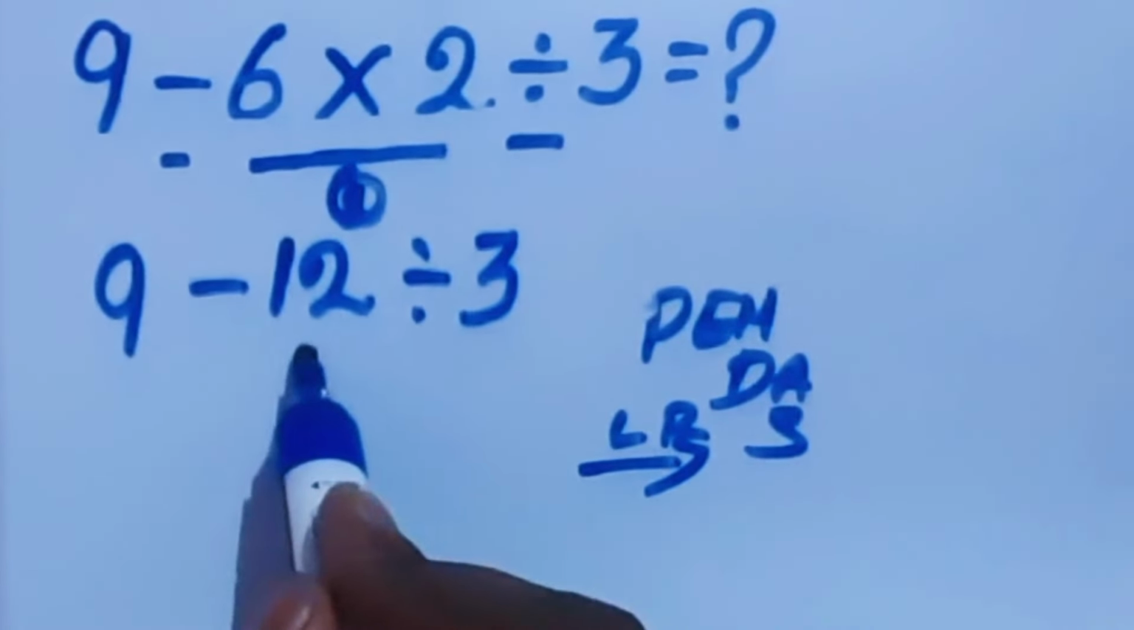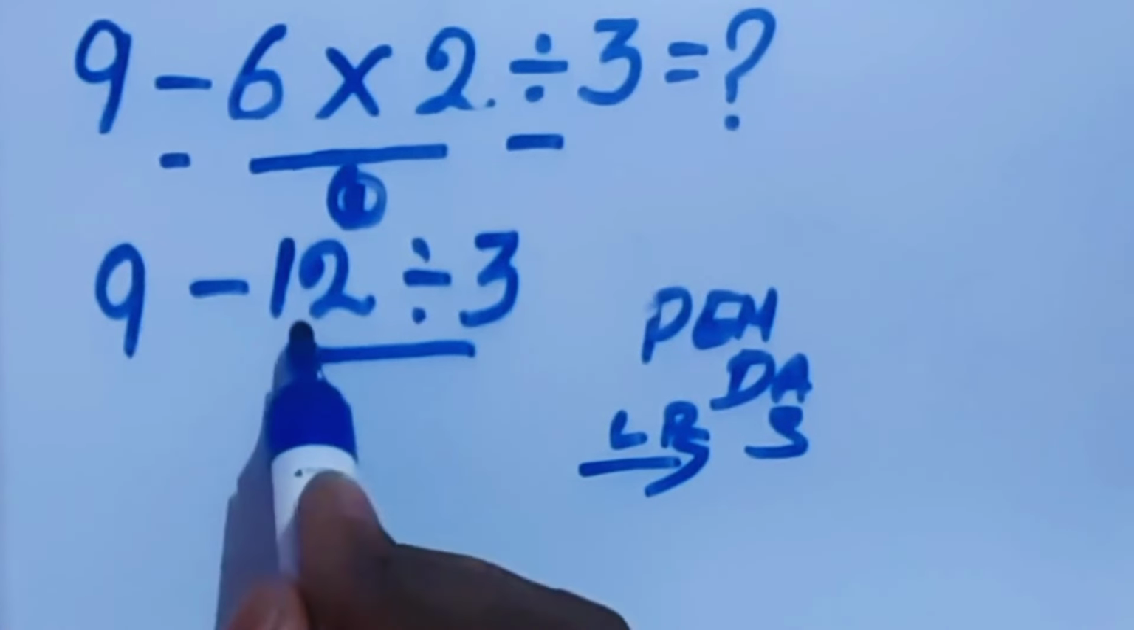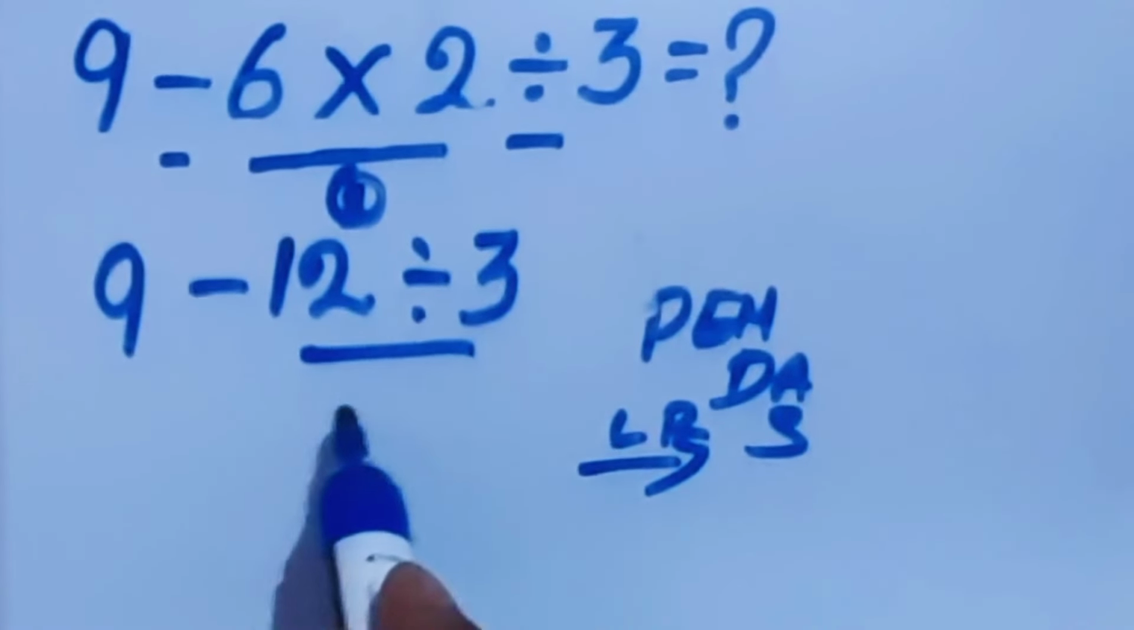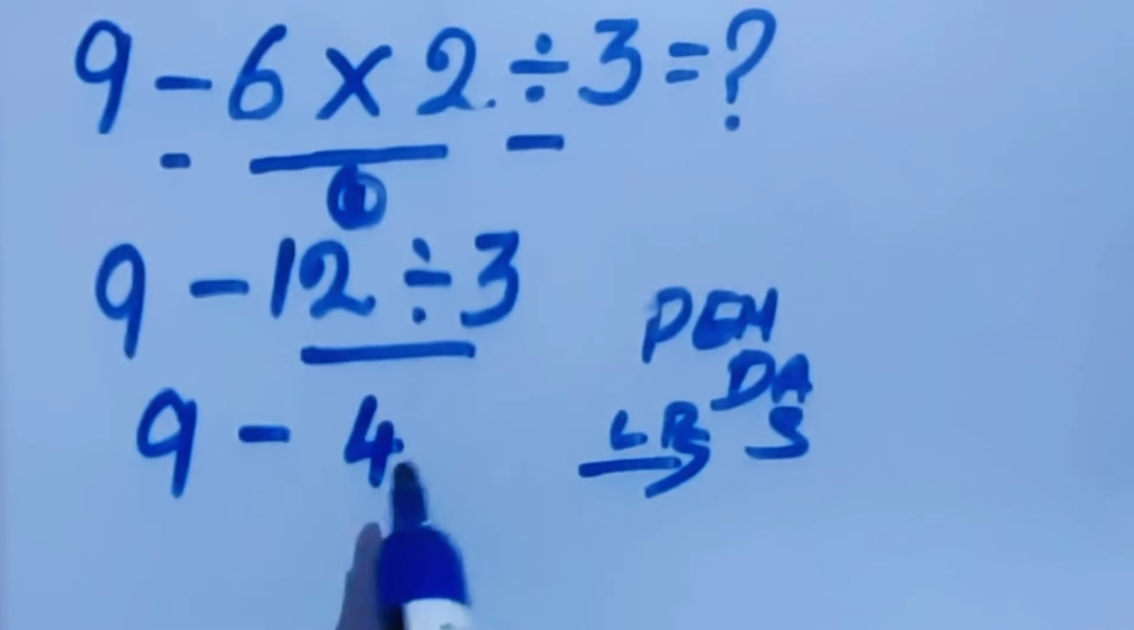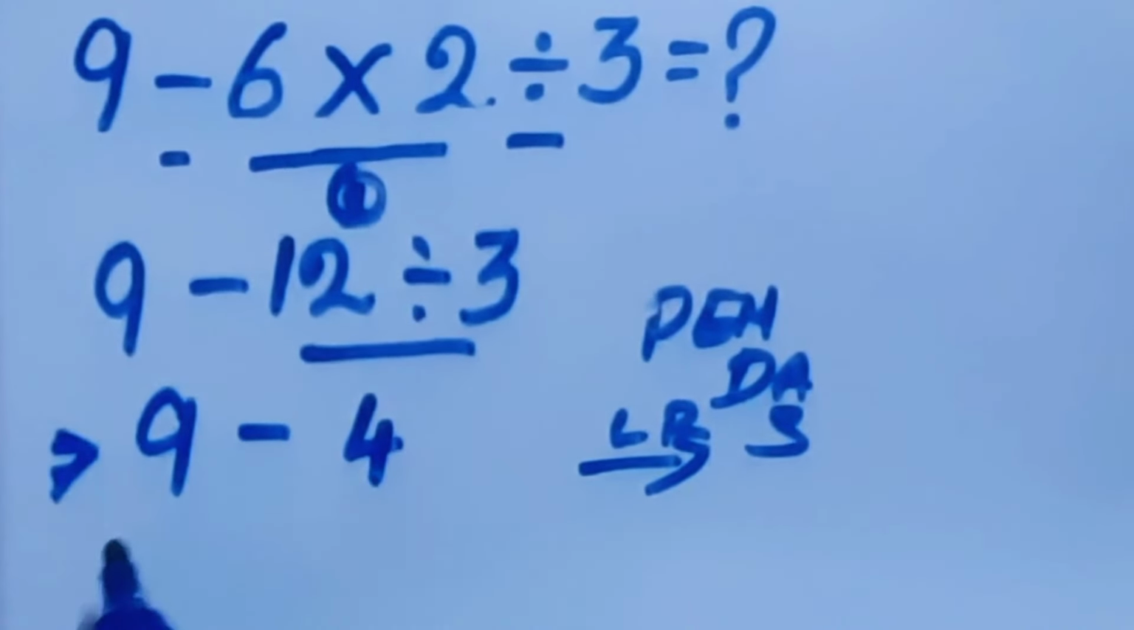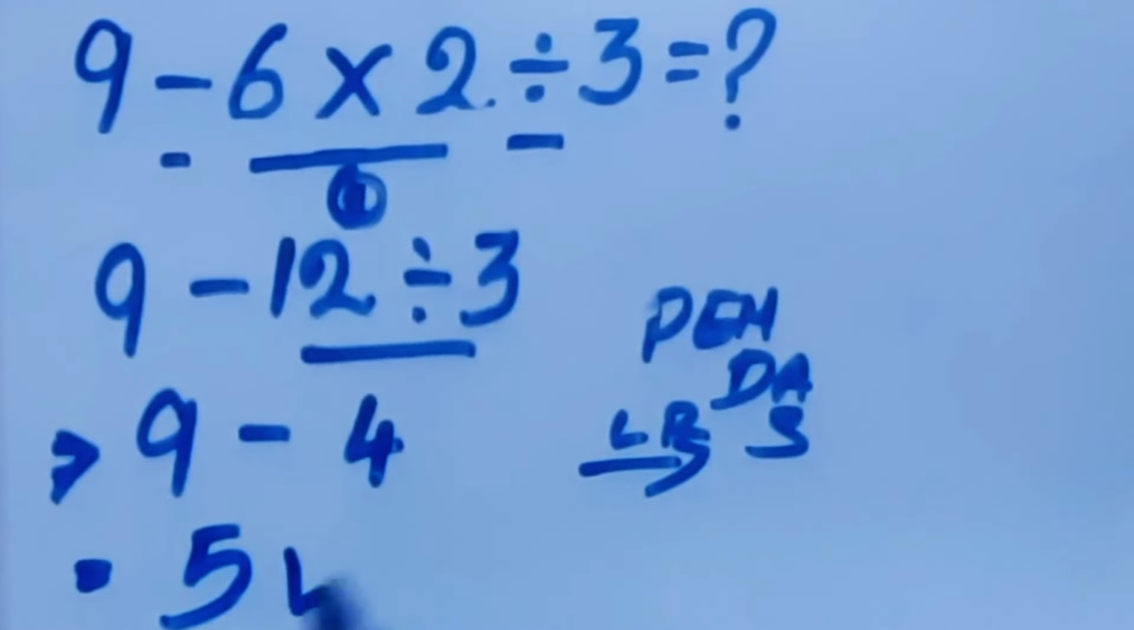Now we have to do this first. Now 12 divided by 3 is 4. Now 9 minus 4. Now 9 minus 4 is 5. This is the correct answer.